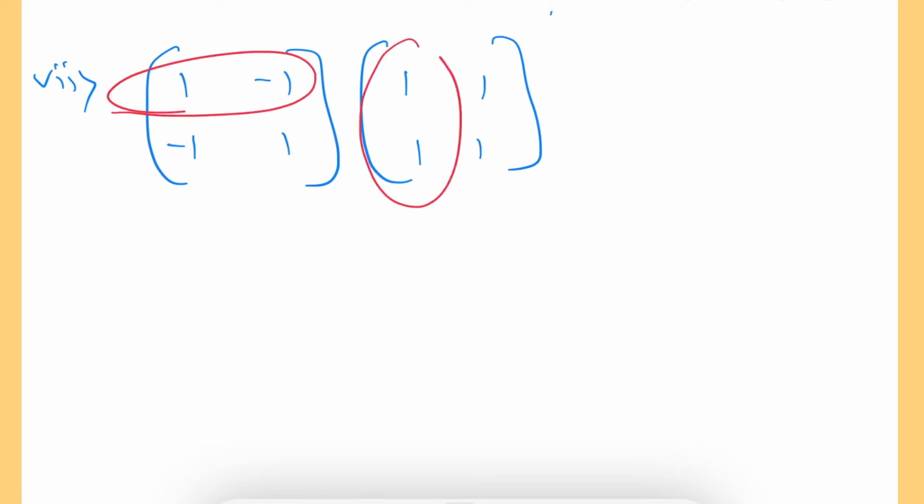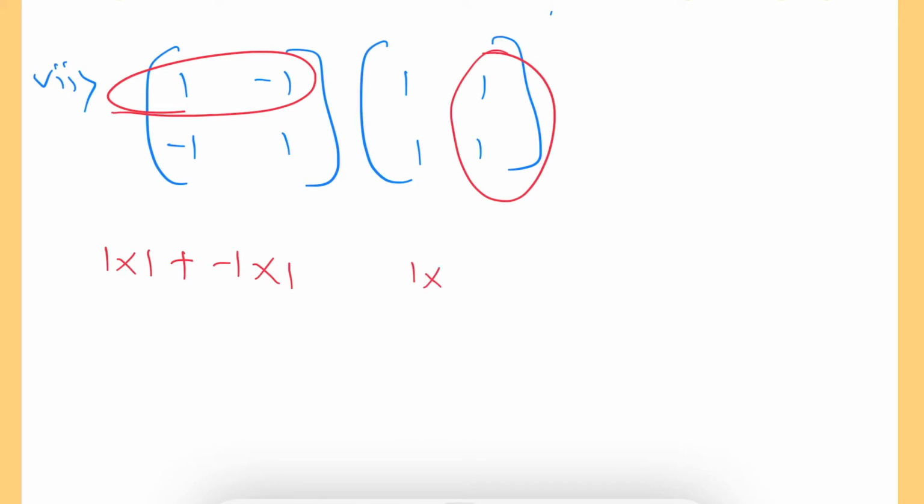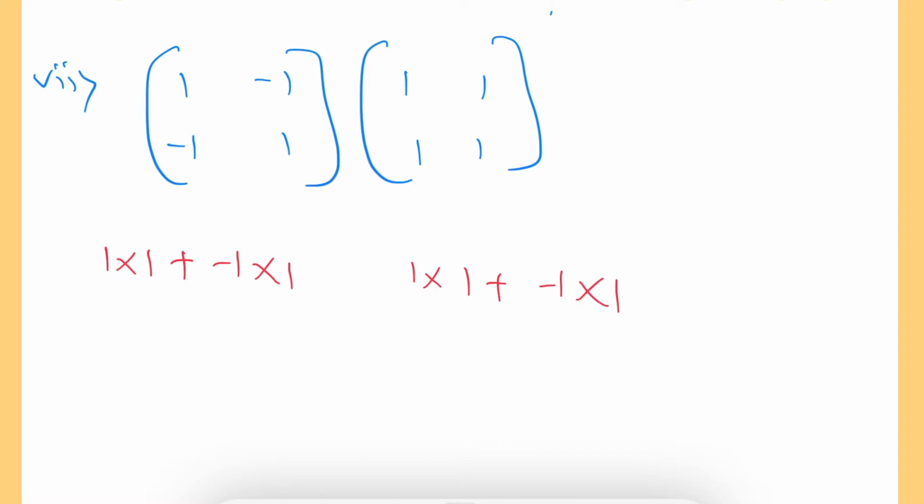First row multiply with the first column: 1 into 1 plus minus 1 into 1. First row multiply with the second column: 1 into 1 plus minus 1 into 1. Now first row completed, let's move to the second row.